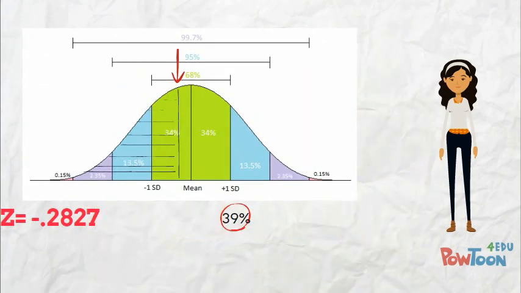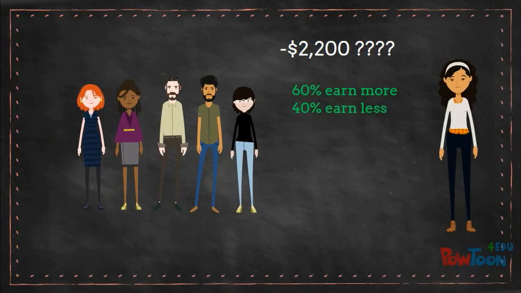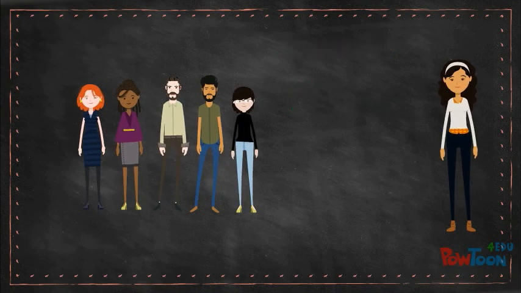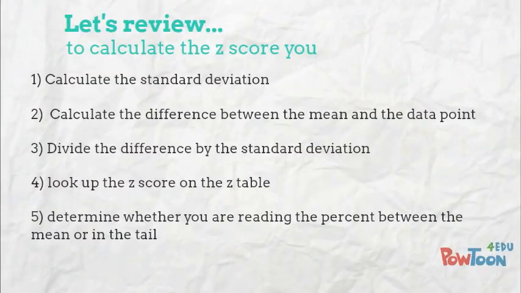So our $2,200? Well, at the end it means that 60% of our friends earn more and about 40% of our friends earn less. Not too bad of a place to start as a new employee. Let's review. To calculate the z-score, first, you calculate the standard deviation, calculate the difference between the mean and the data point, divide that difference by the standard deviation, look up that z-score in the z-table, and then determine whether you're reading the percent in the tail or in the mean.